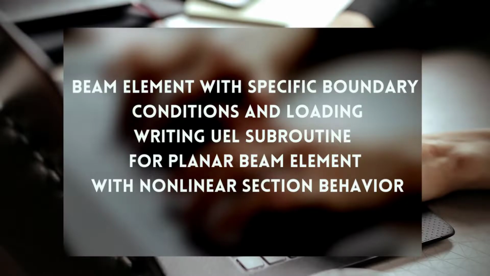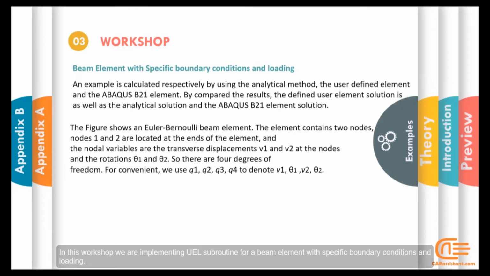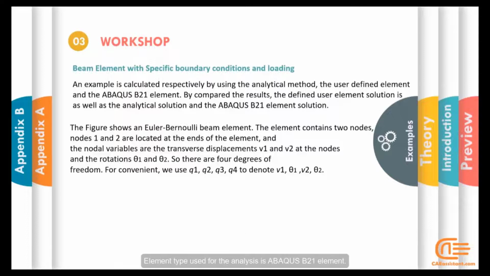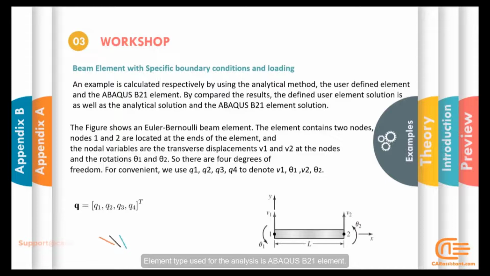Let's see another example. Beam element with specific boundary conditions and loading. In this workshop, we are implementing a UEL subroutine for a beam element with specific boundary conditions and loading. An example is calculated using the analytical method and a FEM user-defined subroutine method to verify results. The element type used for the analysis is the Abaqus B21 element.